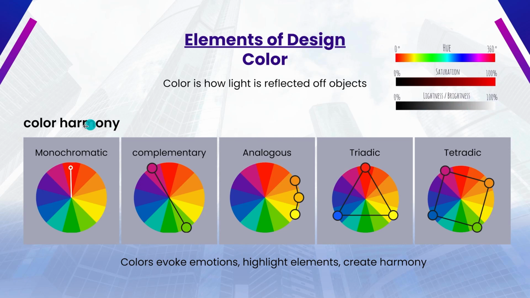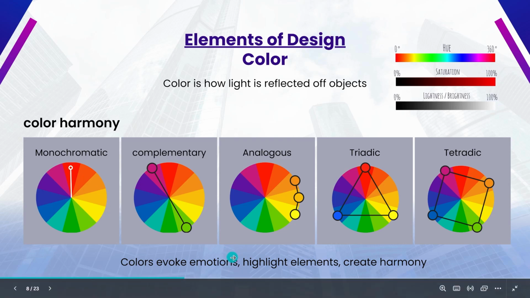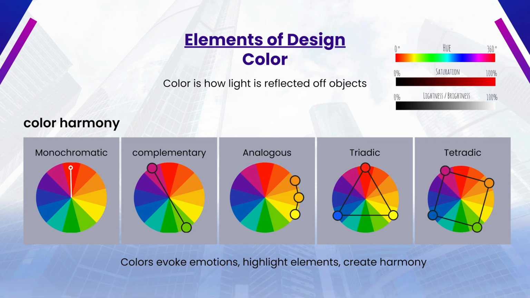So for color, there's something we call color theory, although I won't be going too deep into that. In color theory, we talk about the different uses of color, what color really does. Colors evoke emotion. If you look at what I wrote here, color evokes emotions, highlights elements, creates harmony. Whenever I want to create a harmonious design, we can use a complementary color or analogous color.